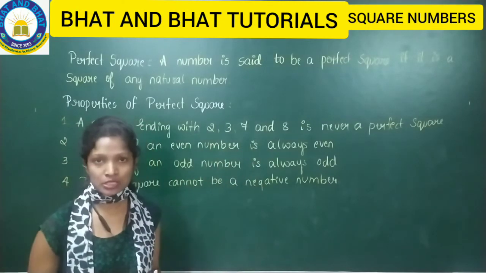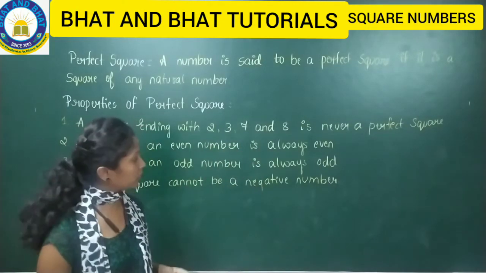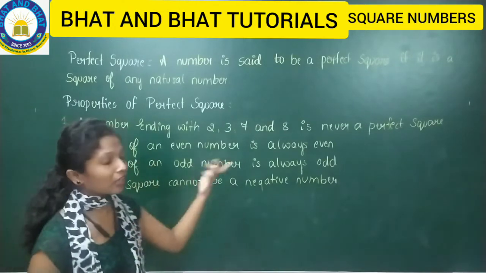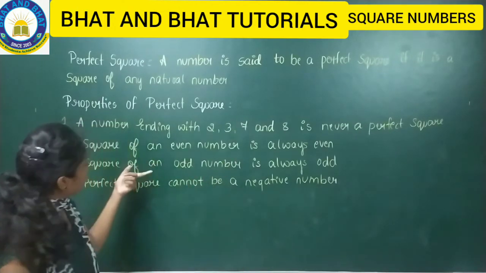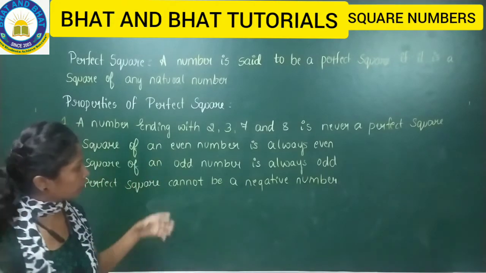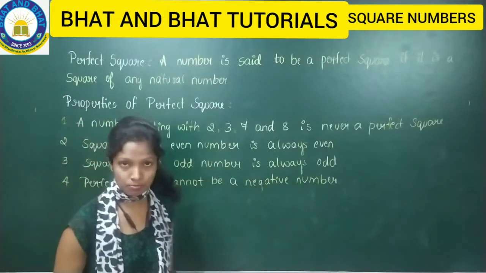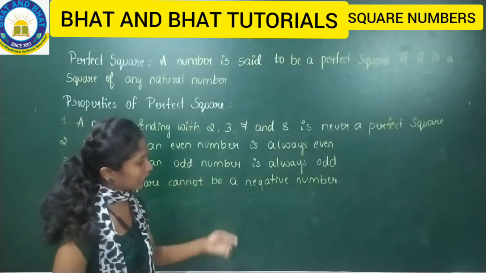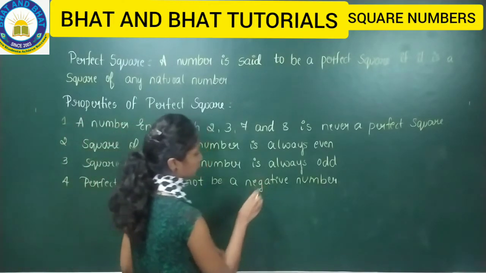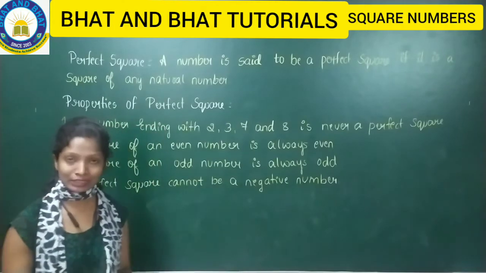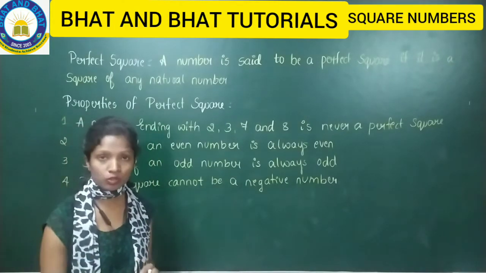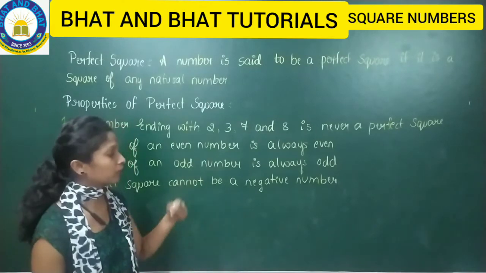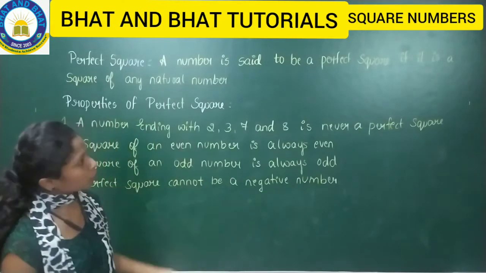So when you are doing the squares, if you are getting an even number, the square will also be even. And if you are doing the squares for an odd number, then the result will always be odd. In the same way, a perfect square cannot be a negative number. When you are getting a perfect square, the answer should be a positive integer only, but not a negative number. So you can copy down this.